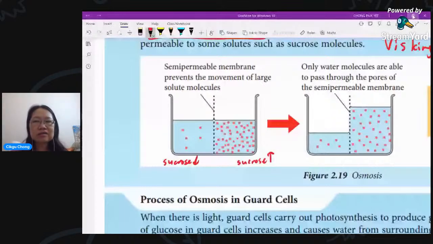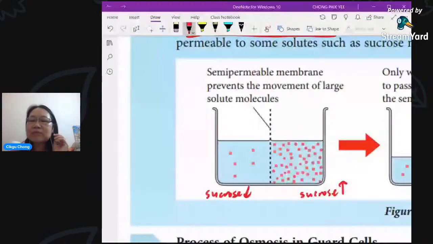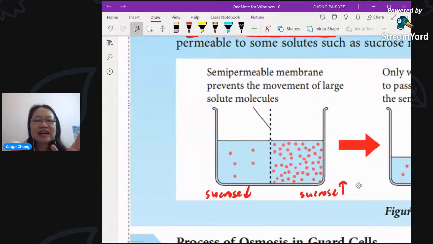Okay, let me look at your comments. Okay, Syam Nurin, same school, I think. Okay, so let me ask you about this one. When you have a sugar solution which is very concentrated, very sweet, will you have a lot of water inside there?